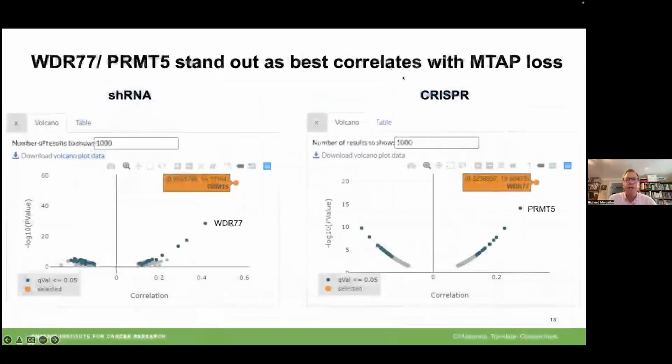So if we go in and take MTAP as our deletion, and we again break our cell lines into those on the right have lost MTAP, the ones on the left have not, and again go and see which dependencies are showing up. PRMT5 is expected, is there. WDR77 is there as well, shows up in both data sets, CRISPR and shRNA, which again is another nice validation for me. There's a lot of noise in the data set, so I like to see the same answer coming out of both of them.